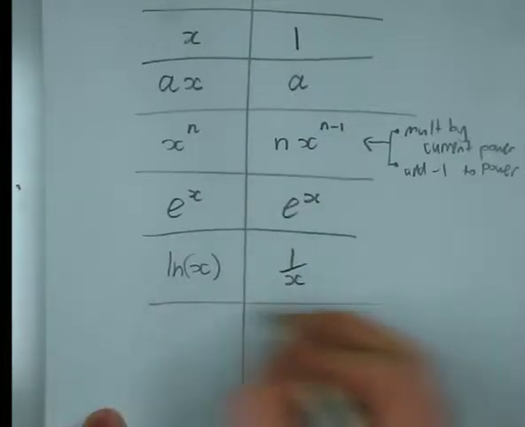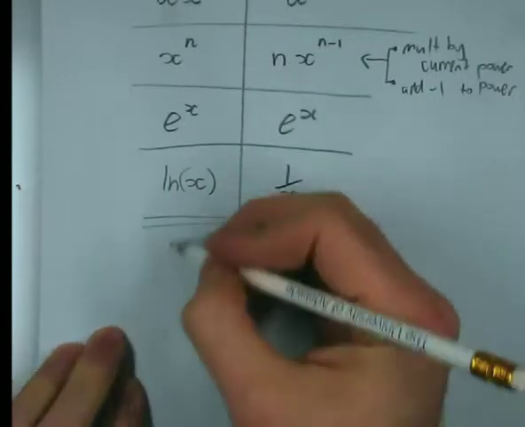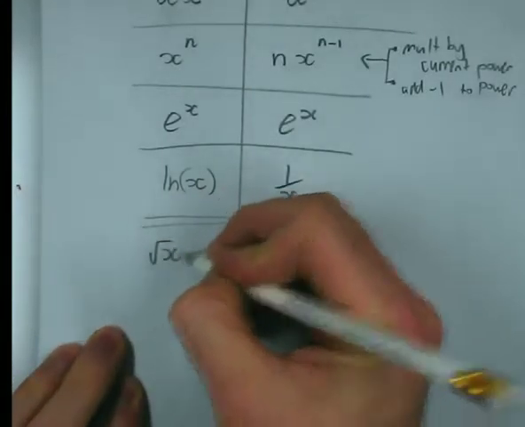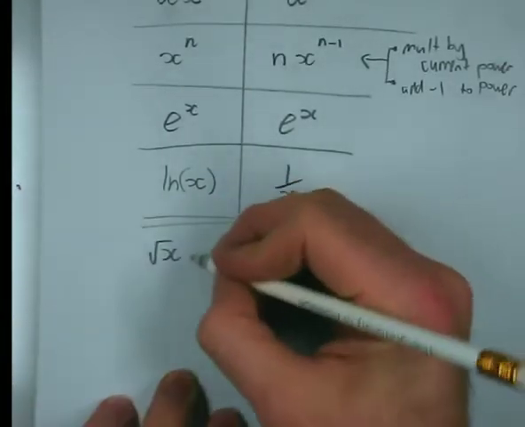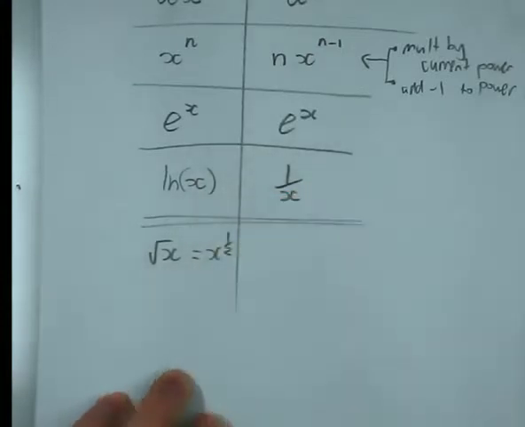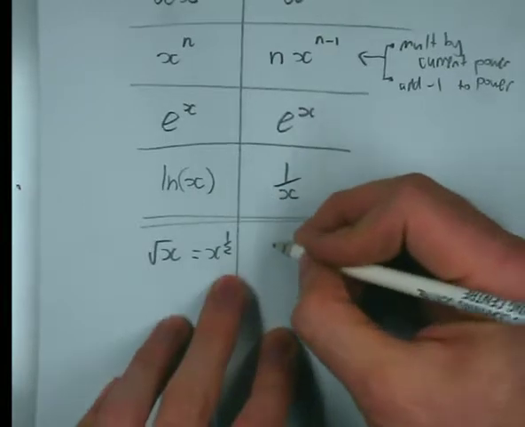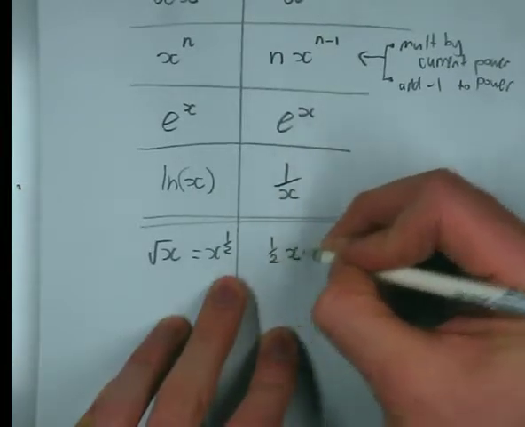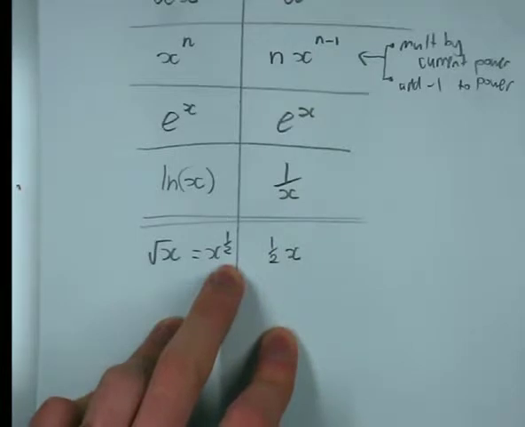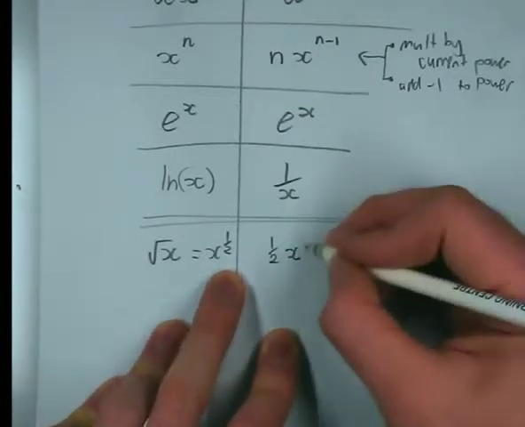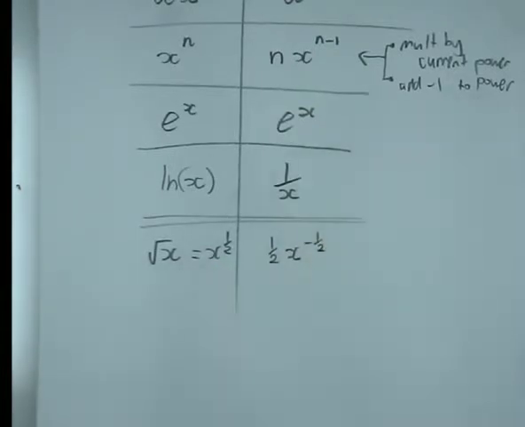So just some special cases would be, x root x. Well, that's the same as x to the half, because I can convert it to a power, and then once I convert it to a power, I will multiply by the current power, and I'll add minus 1 to the power. So a half minus 1 is minus a half. So just as a check for yourself, it might be good to put a couple of them on there that you find that you have trouble remembering what to do.